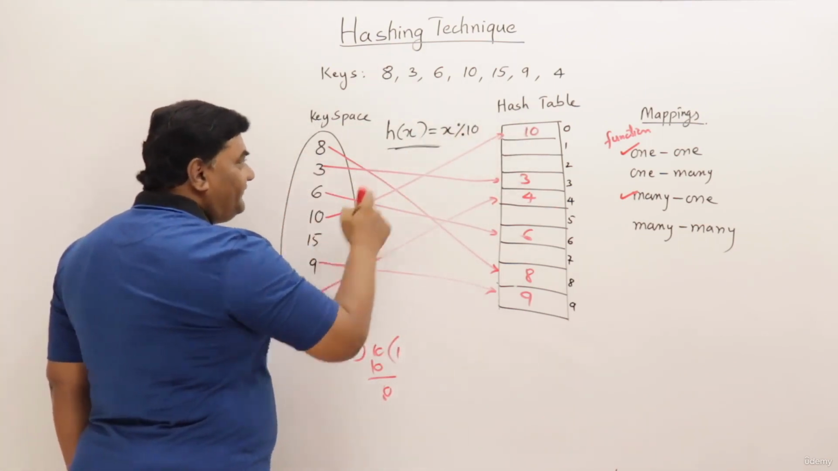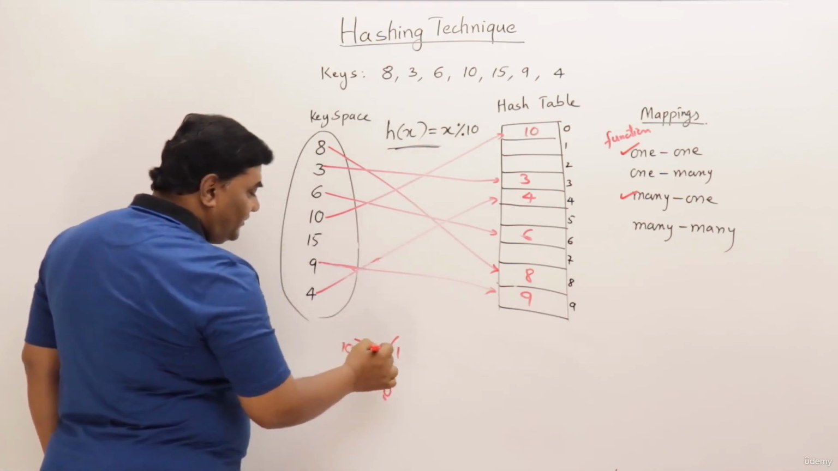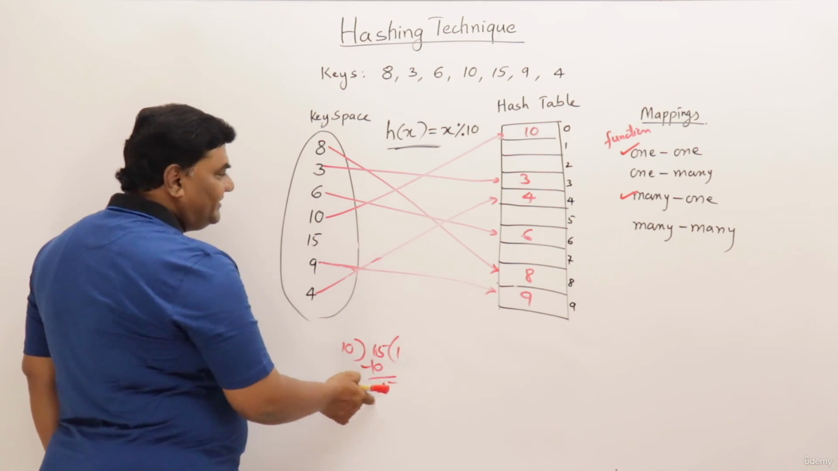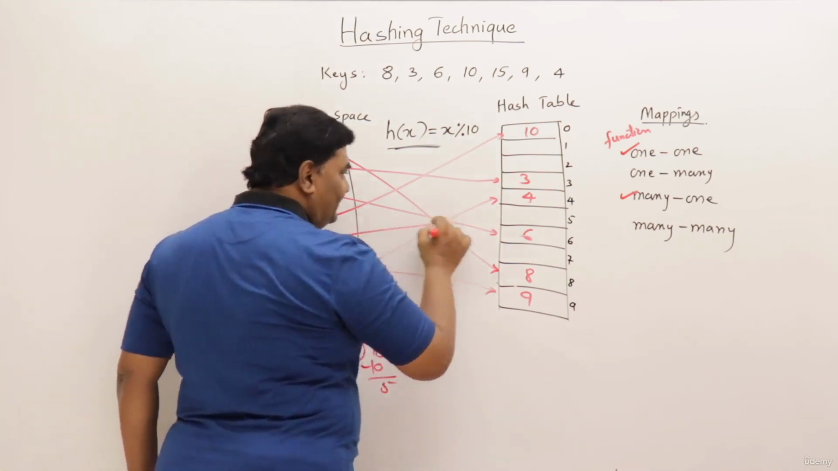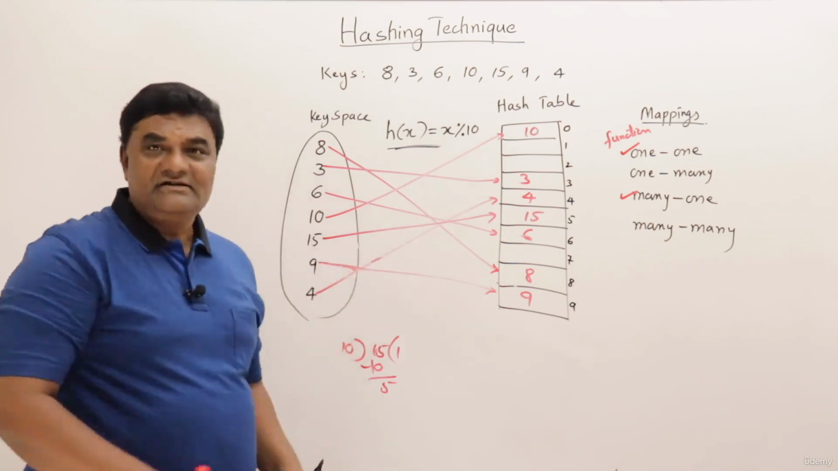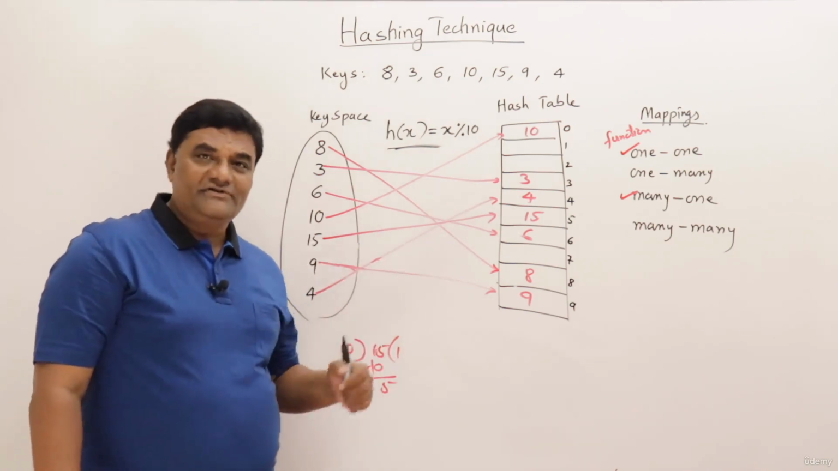Now 15 mod 10. 10 goes into 15 once, subtract this, and the remainder is 5. So the remainder we got is 5, so 15 should be stored at index 5. That's how all the keys are stored or mapped using this hash function.